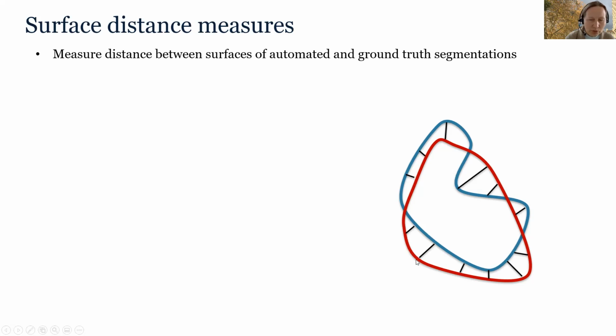So if I take a point on this red contour, let's say, I want to measure the distance to the blue contour, then I have to work out which pixel is the closest. So it's this one, let's say, and then I measure the distance between this pixel and this pixel. And I do that for all the points on this contour. And then I need to do some summary measure of that.